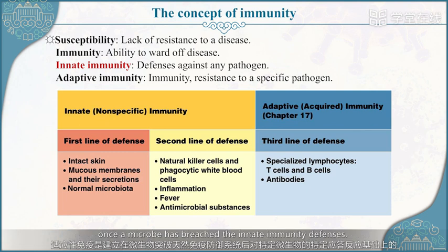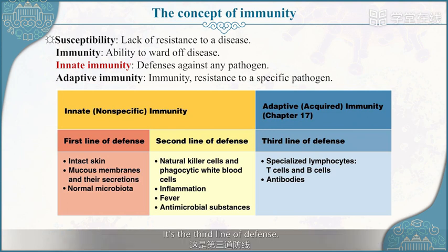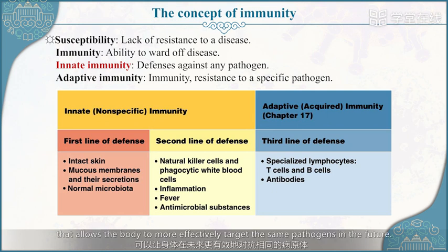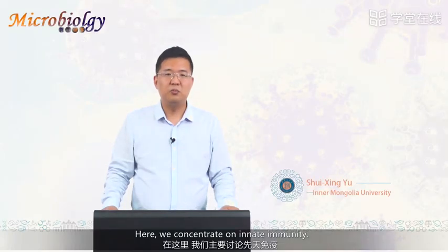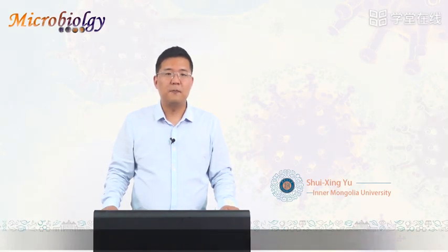Once a microbe has breached the innate immunity defense, adaptive immunity is the third line of defense. Unlike innate immunity, adaptive immunity is slower to respond, but it does have a memory component that allows the body to more effectively target the same pathogens in the future. Adaptive immunity involves lymphocytes, called T cells and B cells, and will be discussed in detail in the next chapter. Here we concentrate on innate immunity. Thank you for your attention.